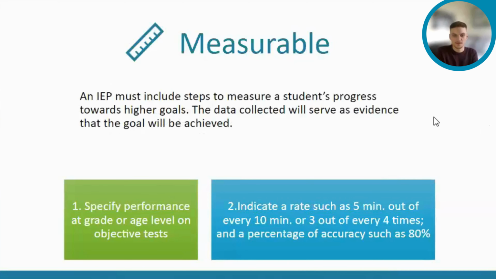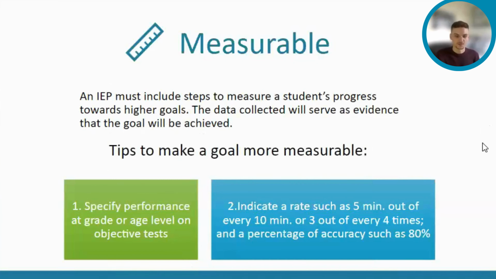And then the M in SMART goals is measurable. So really this is how we're going to track the progress. An IEP must include steps to measure students' progress towards the annual goals. And this data collected will serve as evidence that the goal will be achieved. So how are we going to use that child's present level of performance to establish a baseline that we can then measure from? To make a goal more measurable, we want to specify performance at grade or age level, based on objective tests.